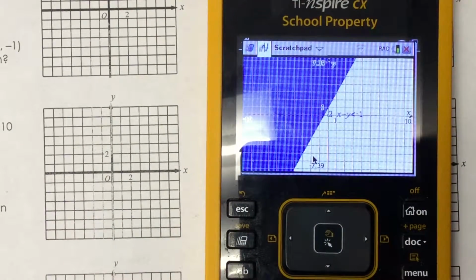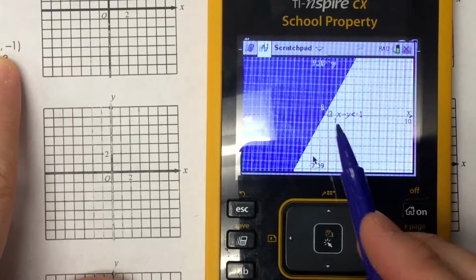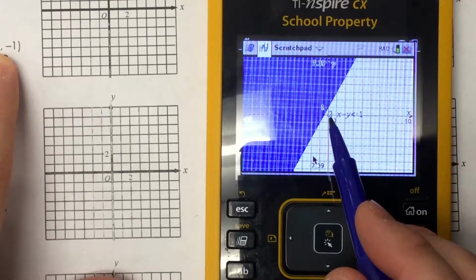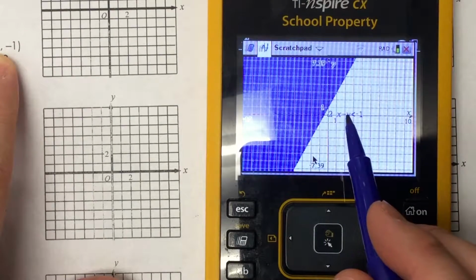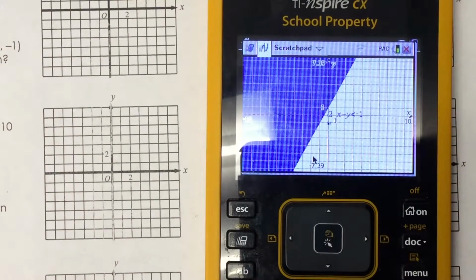Okay, so would this point 0, -1 be in the solution? Is it in the shaded area? 0 says we do not move left or right at all, and -1 says we move down 1. So it's right here. That is not in the shaded area, so that is a no.